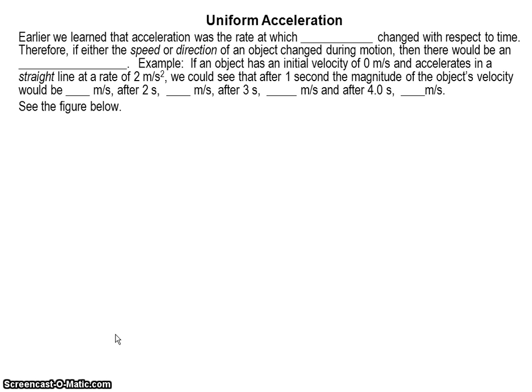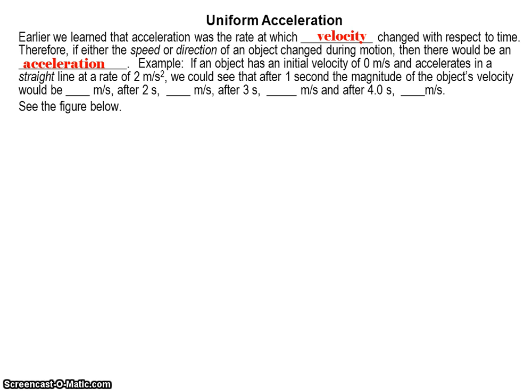Again, earlier we looked at acceleration. It's just the rate at which a velocity changes with respect to time. So we said that either the speed or the direction could change, and if that happened, we would then accelerate. So we get an acceleration. So let's look at this example problem.